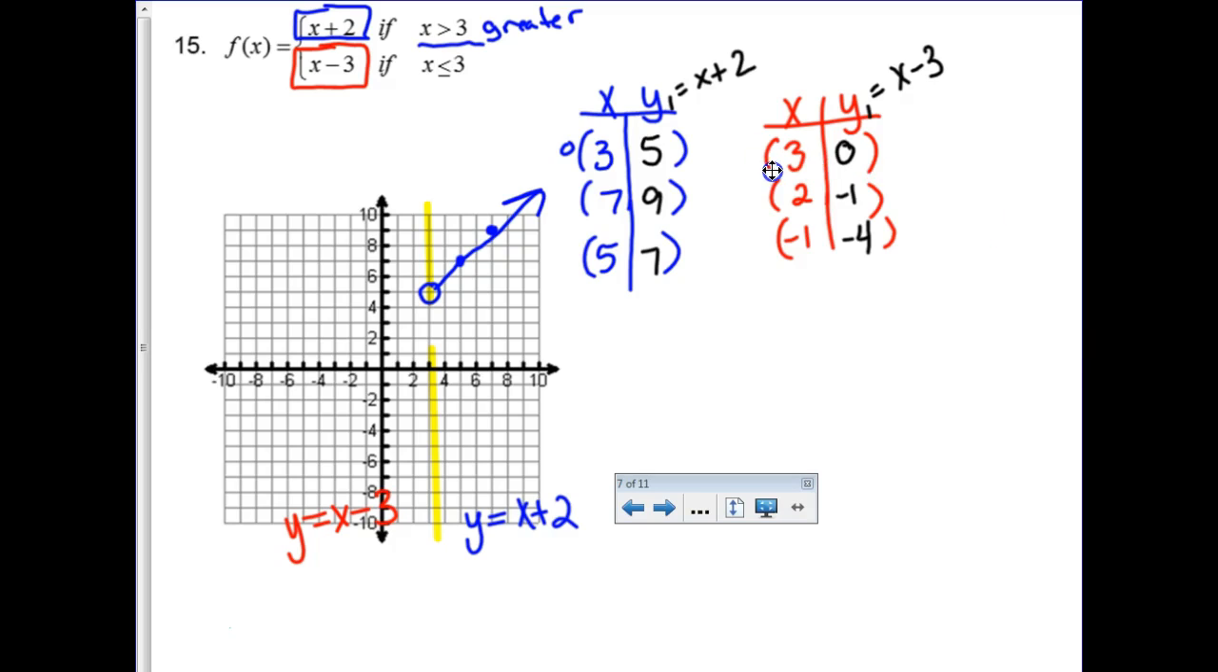That very first ordered pair, though, the one that's on the boundary line, are we looking at a closed circle or an open circle? Closed this time. Very good. All right, 3, 0. Boom. Closed circle. And then 2, -1 is a point. And -1, -4 is another point. And looking good. I think it's going to make a ray.